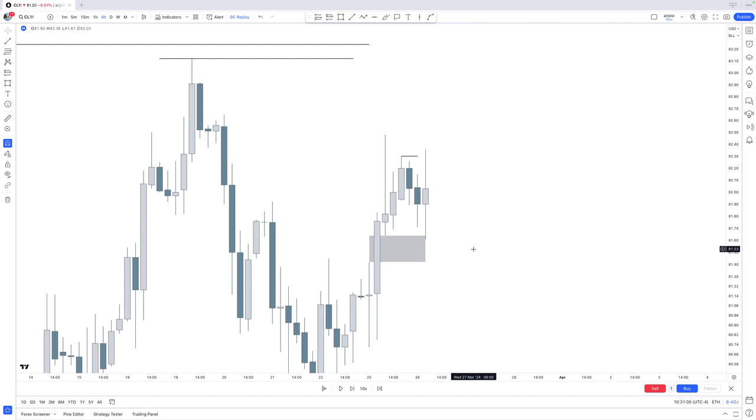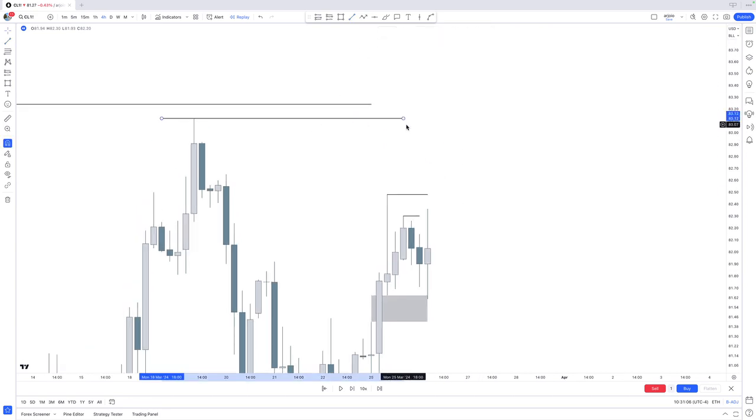After that, any other PD array is lower probability than the context target, because we are moving further away from the discount array where we expect something from. We are demanding more from price action. It's very important to understand those different probabilities.